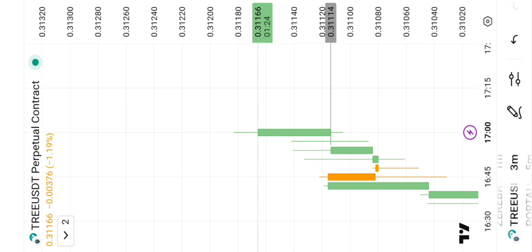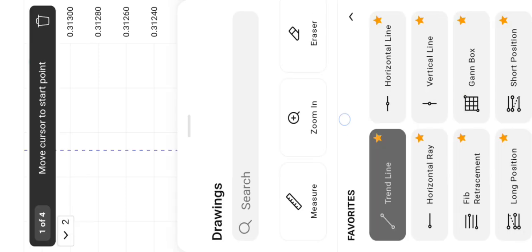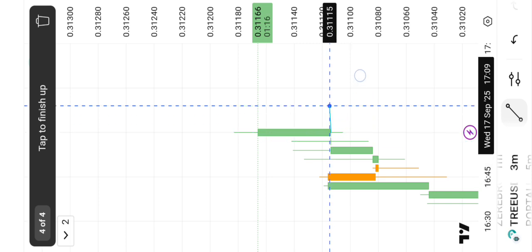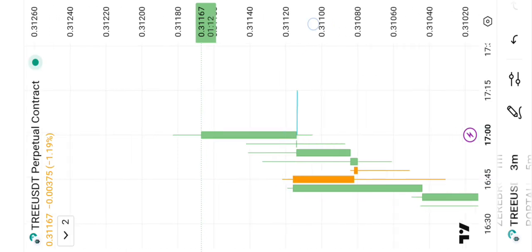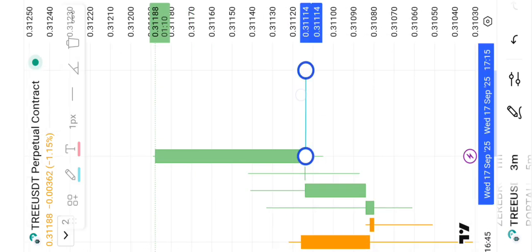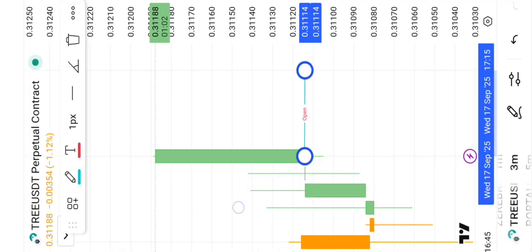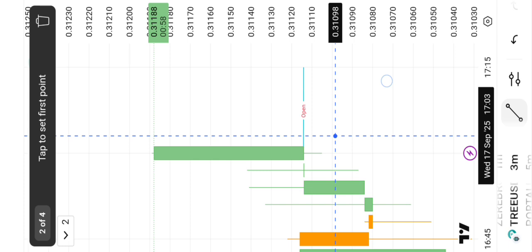It opens here. You can see that this is a bullish candle. This is the open of the bullish candle. You can see that it's still pumping because it started from here. It has not closed yet because it's still pumping. Within the time, that's when it will close.